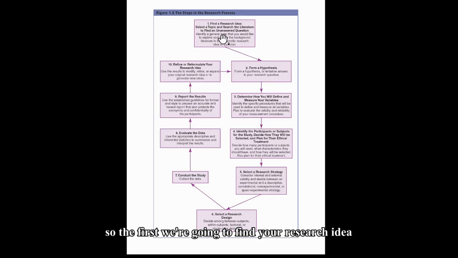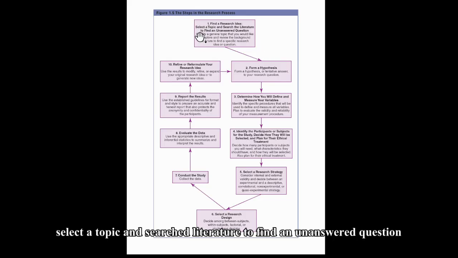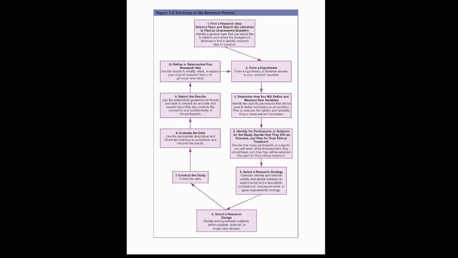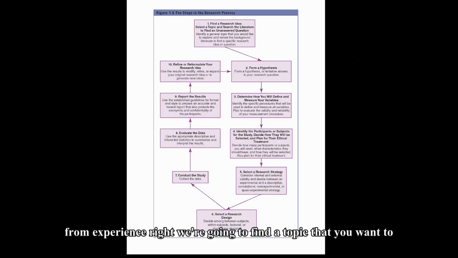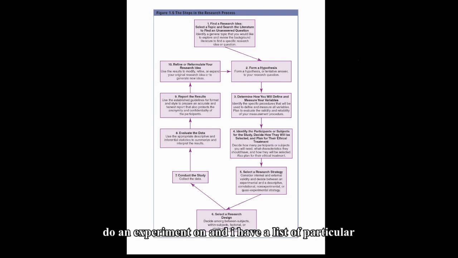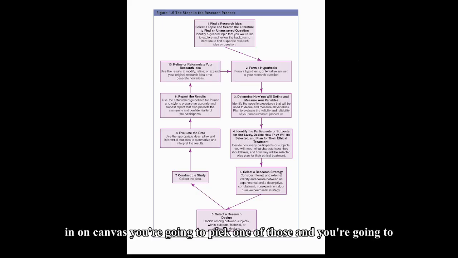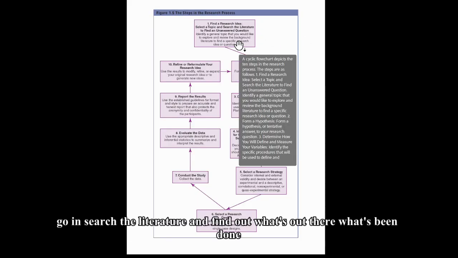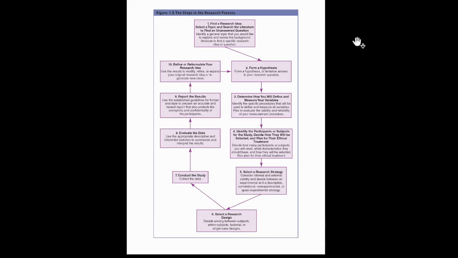So the first step, we're going to find a research idea, select a topic, and search the literature to find an unanswered question. That's what we're going to be focusing on this week in your paper writing experience, right? We're going to find a topic that you want to do an experiment on, and I have a list of particular questions that you can answer in Canvas. You're going to pick one of those, and you're going to go and search the literature and find out what's out there and what's been done.